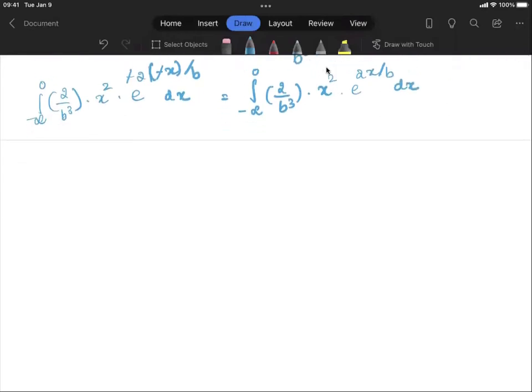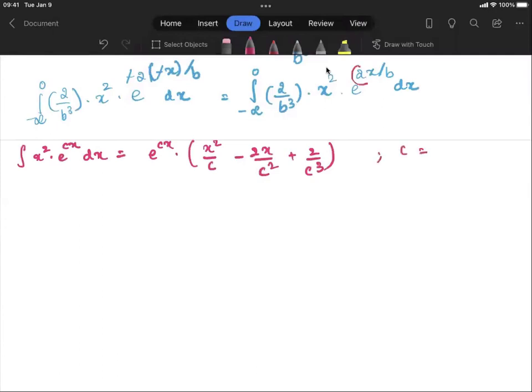Now, from the appendix of integrals, we know how to solve these integrals. We have done this in this problem. If you have an integral of the form x squared times e to the cx dx, then the answer is e to the cx times x squared over c minus 2x over c squared plus 2 over c cubed. And in our case, c is equal to 2 over b.